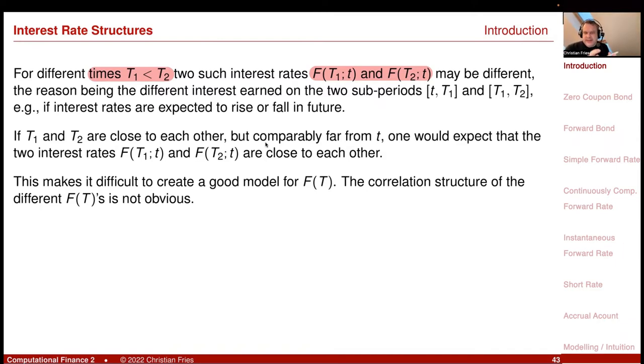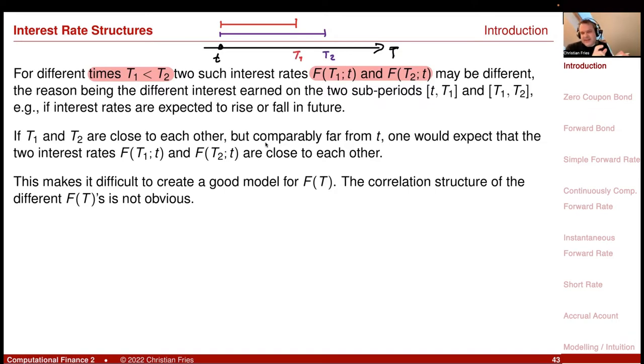So if you have this picture in mind, that here is time, and now this is the maturity when you receive the money back. This is the observation time. This is your little t. Then you consider here the two different interest rates, say from here to T1, or say for a longer period, say from here to T2. So this guy here is T2, this guy is T1.